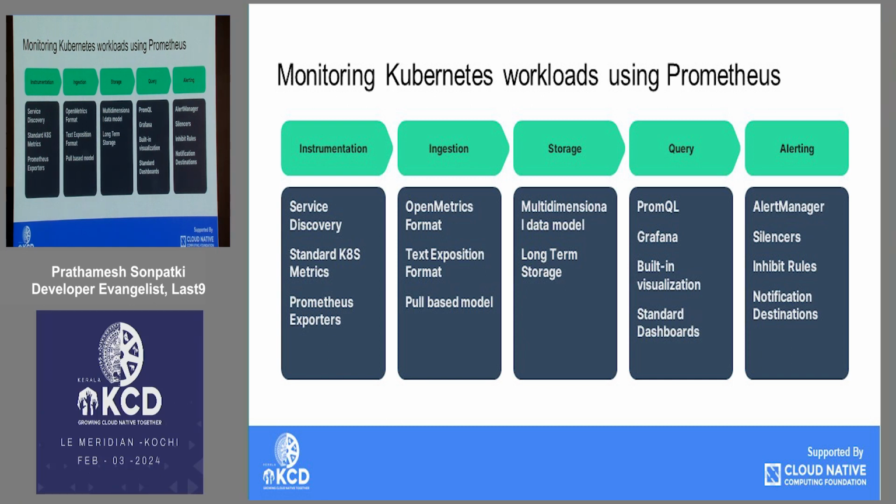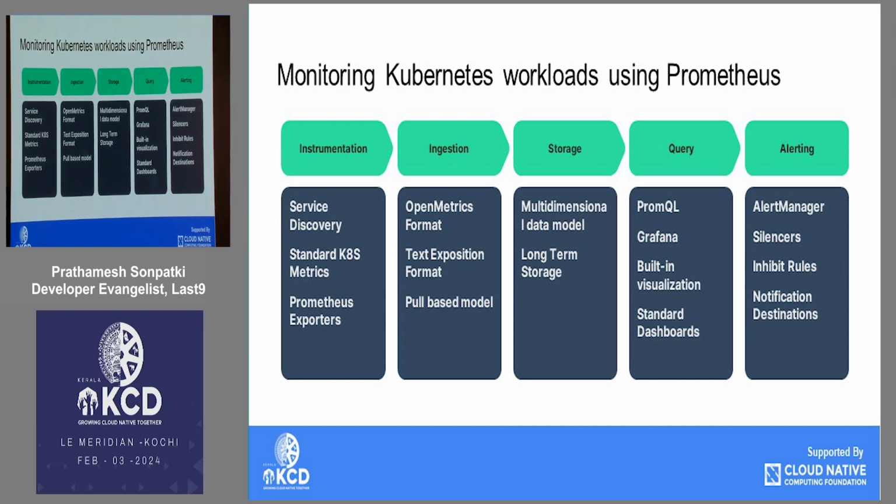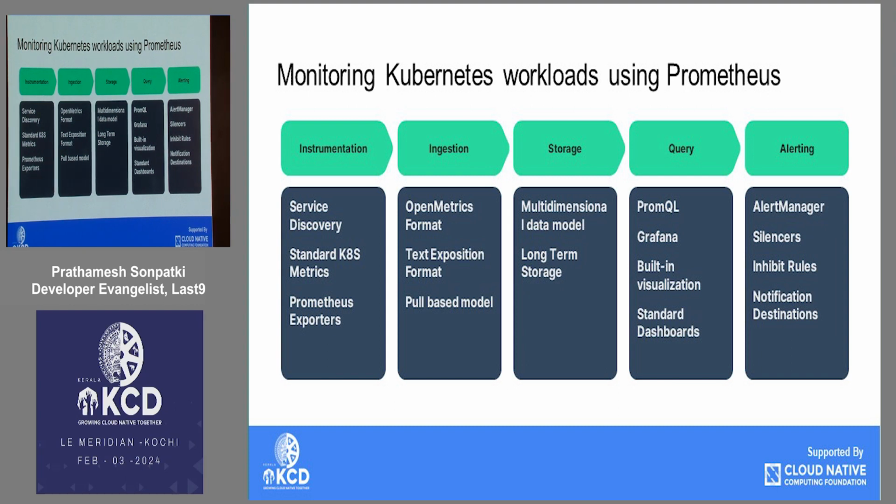On the ingestion side, the ingestion happens in OpenMetrics format. There is also a text exposition format that Prometheus supports. And it works on a pull-based model, right? It scrapes data from all the targets instead of targets needing to push it. So it works in a very flexible manner where it can collect data from different targets in real time and store it.